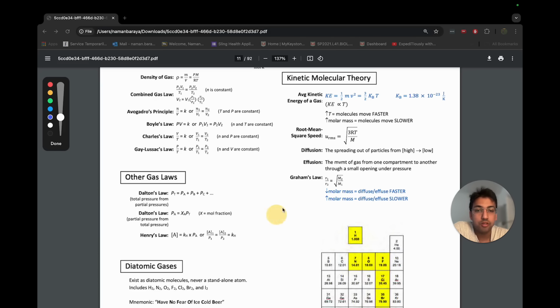That again makes sense. If this gas is just heavier, then it's going to go slower. But if this gas is lighter, then it's going to go quicker. The diffusion and effusion is going to be faster. So that's what Graham's law is.